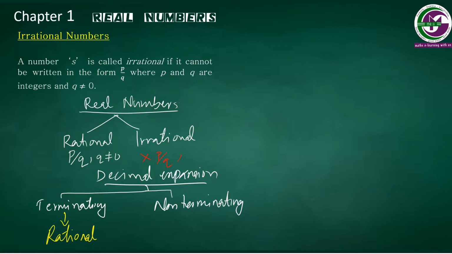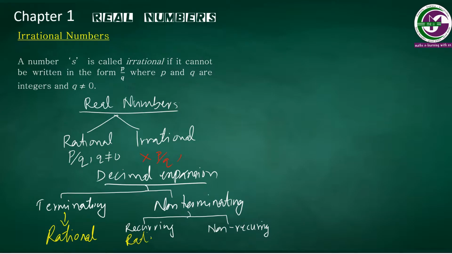Now non-terminating, again there are two cases: recurring and non-recurring. Recurring means repeating. Some pattern, some block, will be repeated again and again. The decimal expansion is non-terminating, there is no end to the decimal expansion. Example: 2.393939, like that the 39 block will be repeated. So all non-terminating recurring decimal expansions are rational numbers.